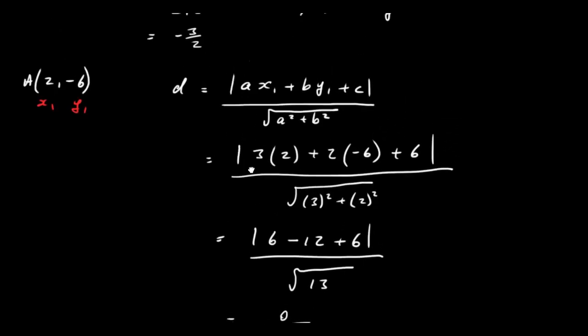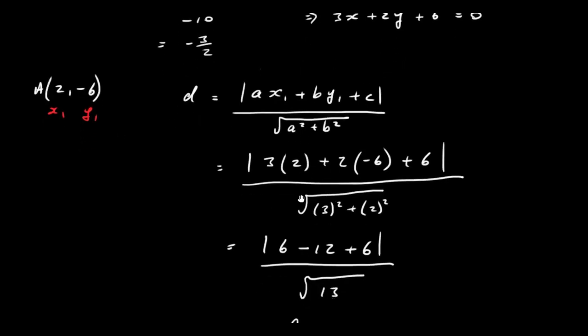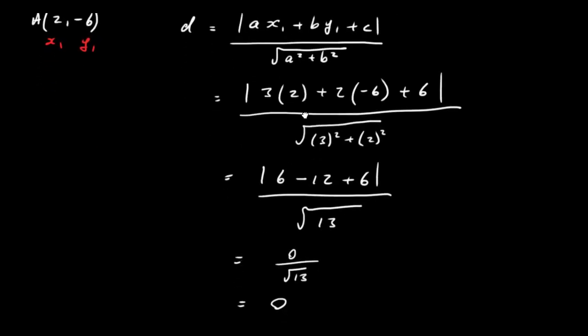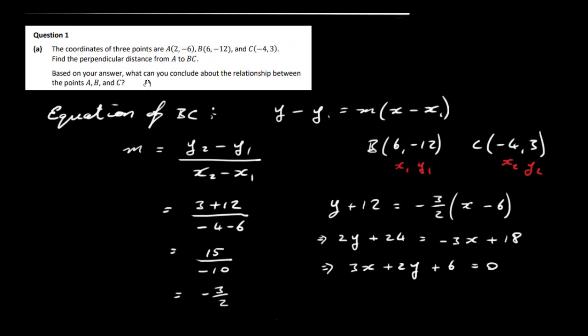So the distance between our point A here and this line BC is 0. In other words, this point here must be on this line here. Okay, so that I think was the second part of this question. It said, based on your answer, what can you conclude about the relationship between the points A, B, and C?